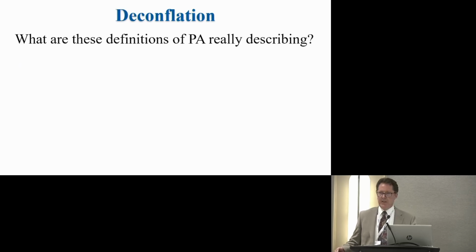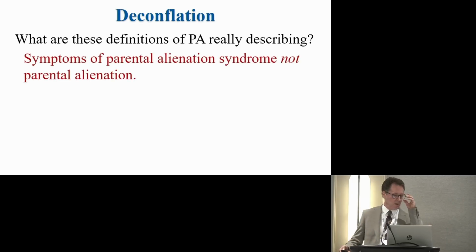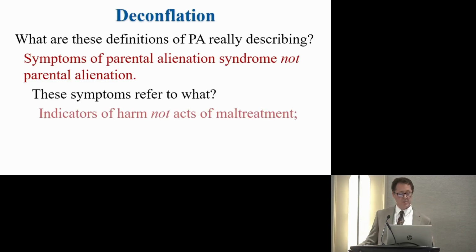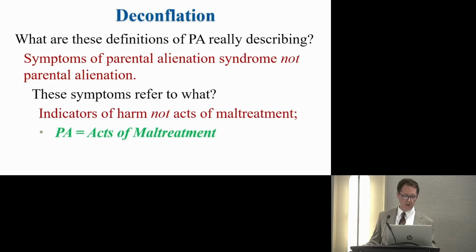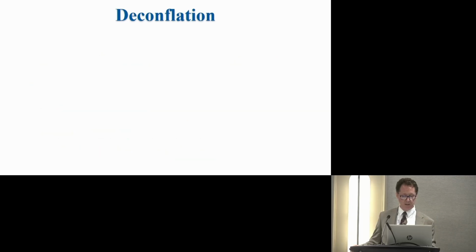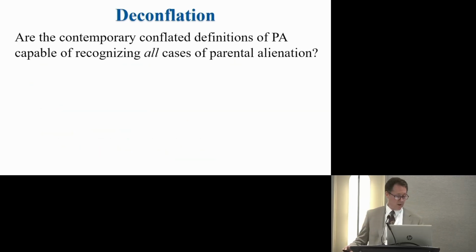So what are these contemporary definitions of parental alienation really describing? Well, they're describing symptoms of parental alienation syndrome, not parental alienation. They're describing the symptoms that appear in the child. And these symptoms refer to what? Indicators of harm, not acts of maltreatment. So PA equals acts of maltreatment, PAS equals indicators of harm. They're 2 phenomenologically different constructs. And conflating the 2 causes problems, as we will see.